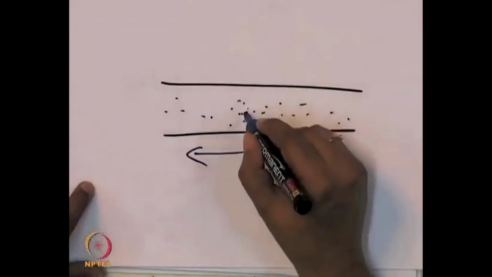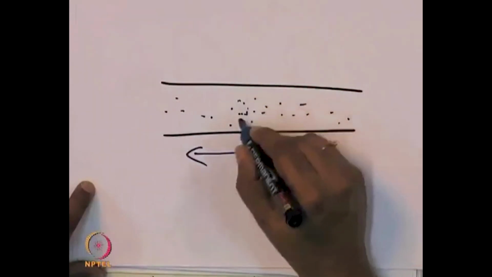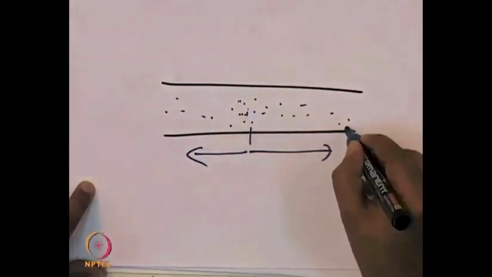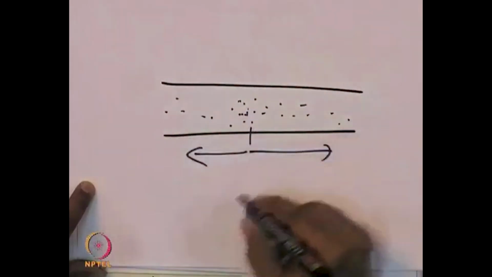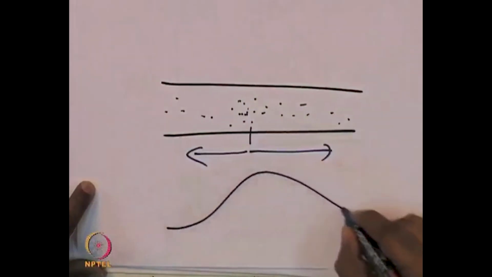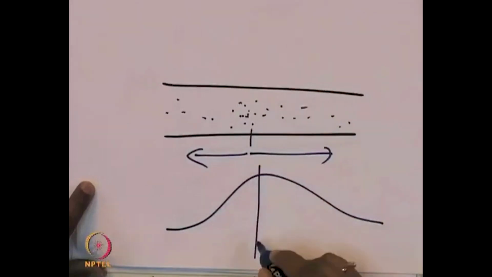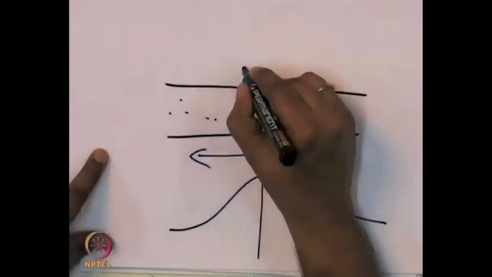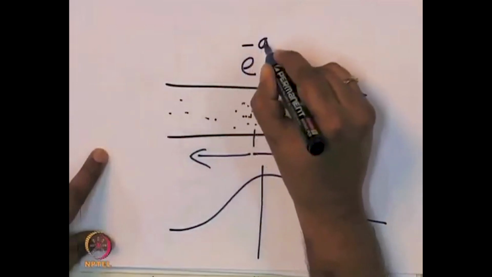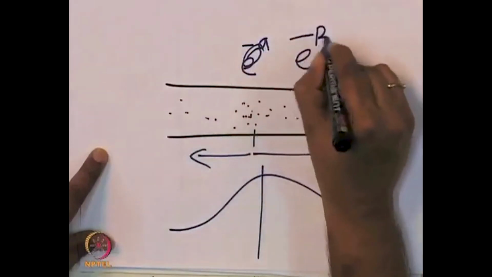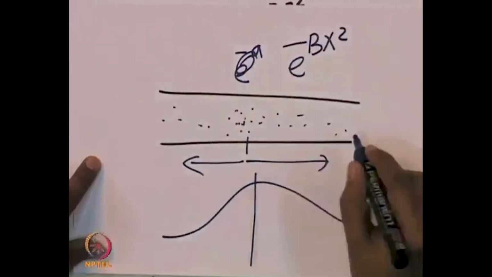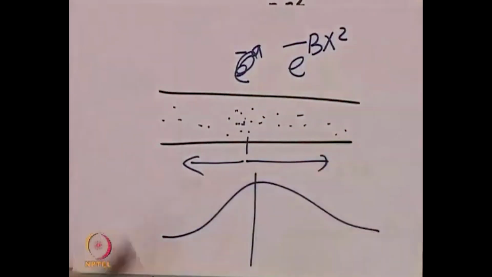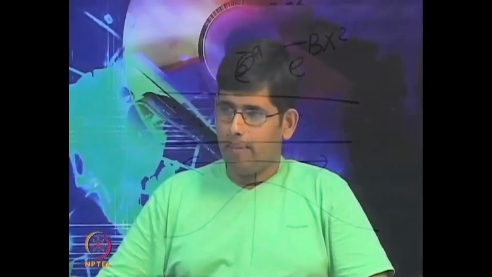there are large number of proteins at the middle of the tube and a fewer proteins at the end of the tube. So, this might have this kind of a Gaussian like a shape. So, if you plot this, this might also have a shape which will be like e power minus some b x square. So, this is another example.